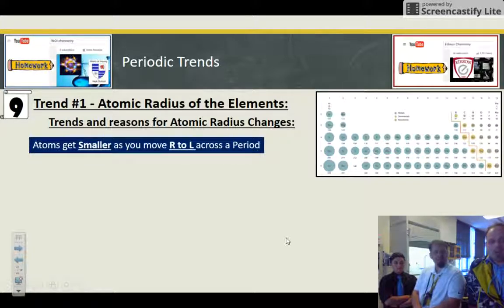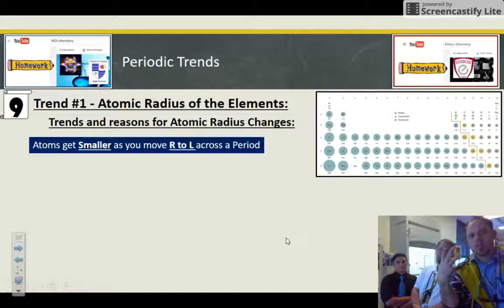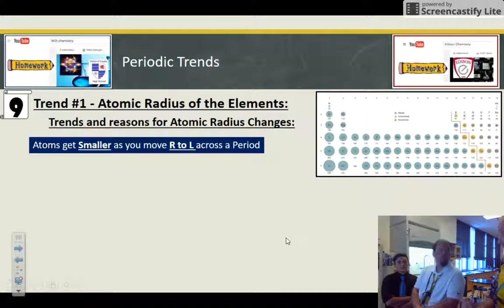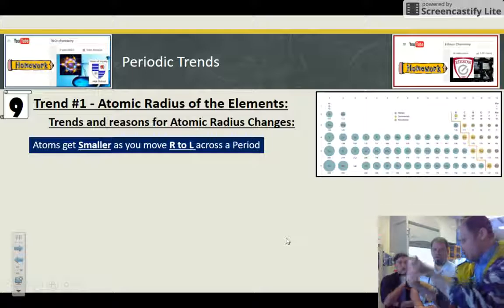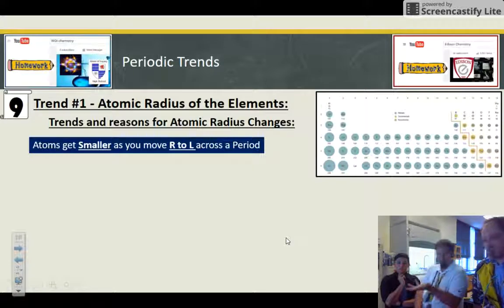So as you go left to right across the period, becoming more and more non-metallic, the atoms get smaller. Which defies logic because I'm adding stuff: protons, neutrons, and electrons. I'm adding all three things, but we know the atoms get smaller. And the picture shows it. It's actually been verified, proven. Facts. And now the why.